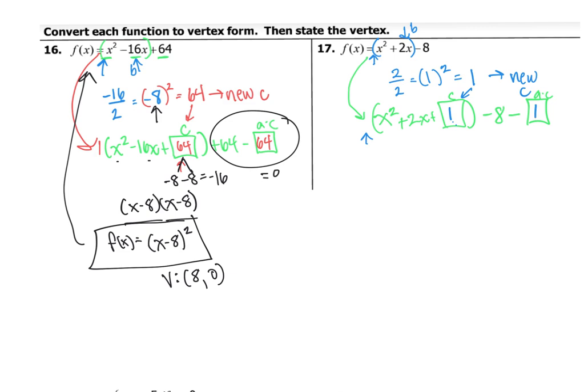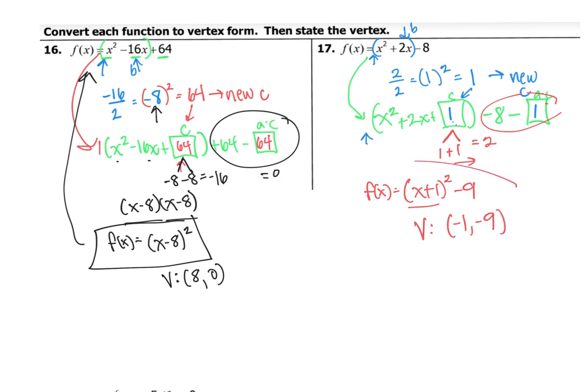Now we're ready to factor. What multiplies to positive 1 and adds to positive 2? Those same two numbers, because we do want a perfect square here, would be 1 and 1. They multiply to 1, they add to 2. So instead of saying x plus 1 times x plus 1, I'm going to say that we have x plus 1 squared. We had 2 of those factors. And negative 8 minus 1 is negative 9. So our function is equal to x plus 1 squared minus 9. And from here we know that the vertex would be negative 1 for x, negative 9 for y.